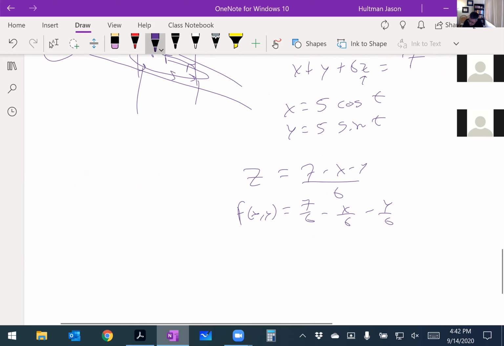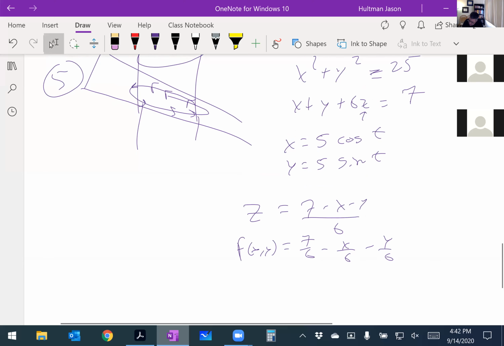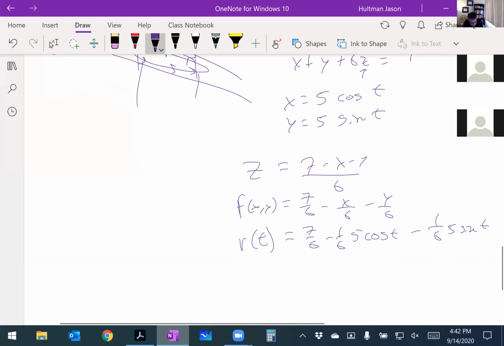Okay. We want to change this into a function of t, right? We want it to be r of t. This is my vector valued function with respect to t now. So I'm just going to replace x and y with my parameters. And that gives me r of t. Okay.